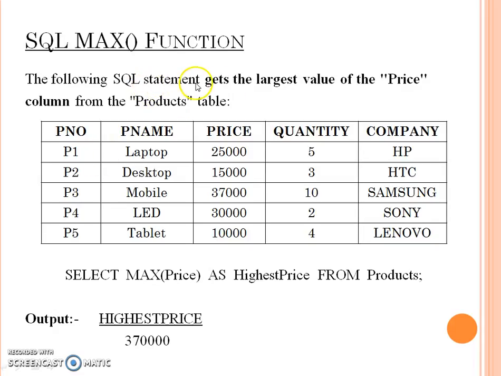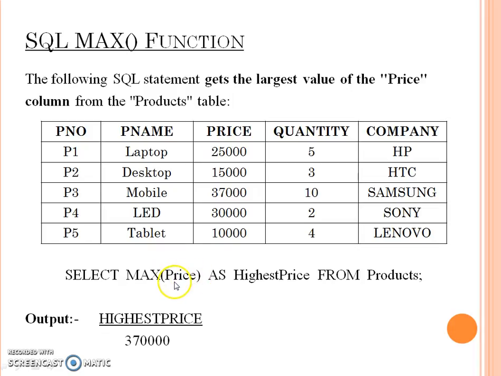The max aggregate function in SQL is going to return the maximum price. So if I want to return the largest value for the particular price column, since it is going to return me the numeric value only, it can be operated only on a numeric column. So to find out the largest value of the price column from the products table, my query would be select max, that is my aggregate function.